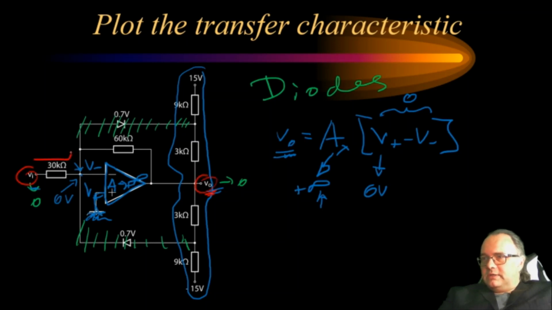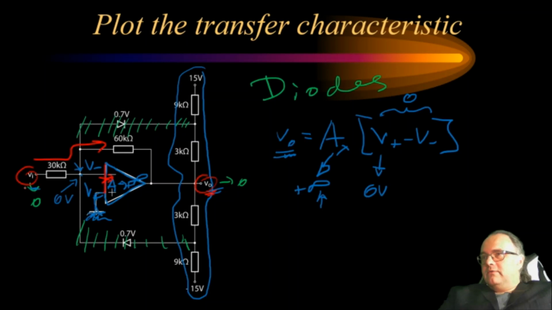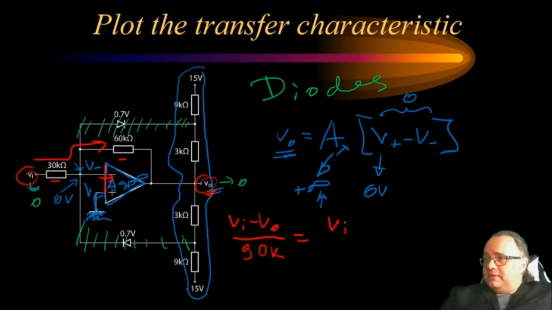Just look at this current. This is an ideal op-amp and there is no current flowing here, no current flowing here. So all the current that flows from input to the output goes through these two resistors. So I can now write that the potential difference between the input and the output divided by the resistance between both, 90 kilo ohm, is actually the current. And this current is also equal to the input current. It's the same current. And the input current is of course V in minus 0 divided by the resistive part of the current, which is only 30 kilo.